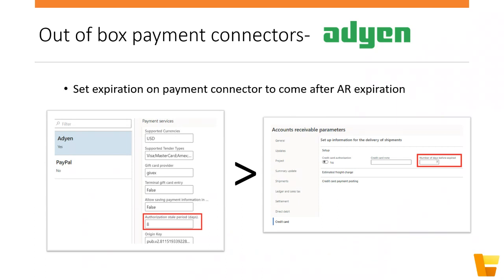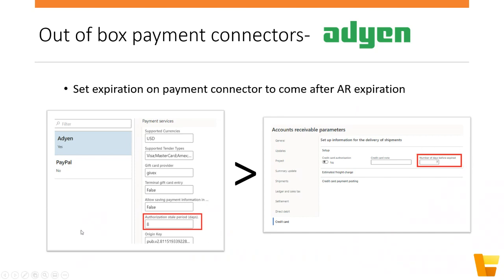Another key here is we've got two different expirations. One is in the Adyen connector, and one is in accounts receivable parameters. The main thing you need to take away is that this authorization stale period should be set for a greater period than your authorization expiration period in accounts receivable.